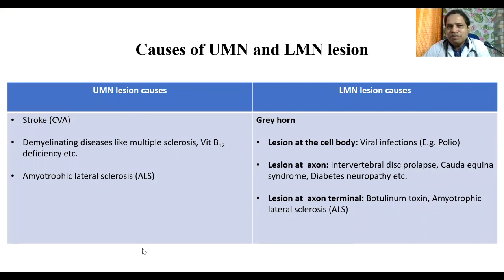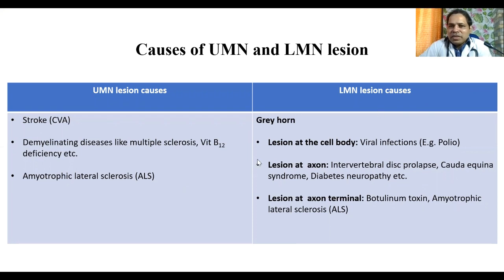Now we'll see why the upper motor neuron lesion occurs, the causes, and what is the cause for lower motor neuron lesion. The causes of upper motor neuron lesion may be stroke, cerebrovascular accidents. When the blood flow to that particular nerve is stopped, the nerve may die. Demyelinating diseases like multiple sclerosis, and vitamin B12 deficiency, which is needed for nerve function. There is one more condition, amyotrophic lateral sclerosis, that I'm not going to throw light on, but it is going to affect the nerves there. That's what you just remember for the time being.